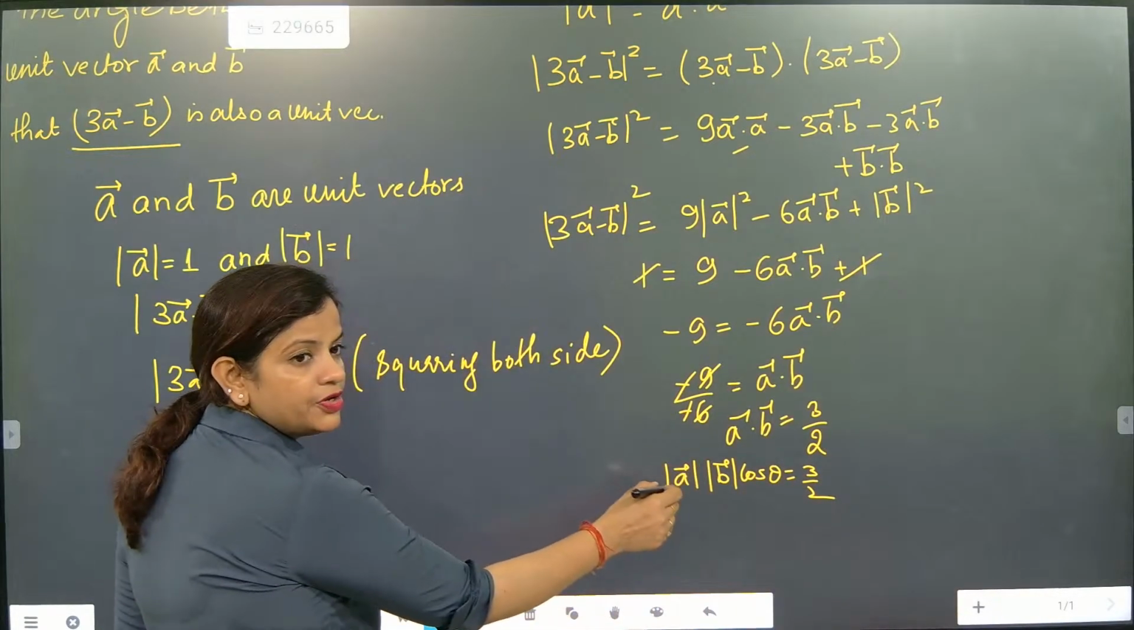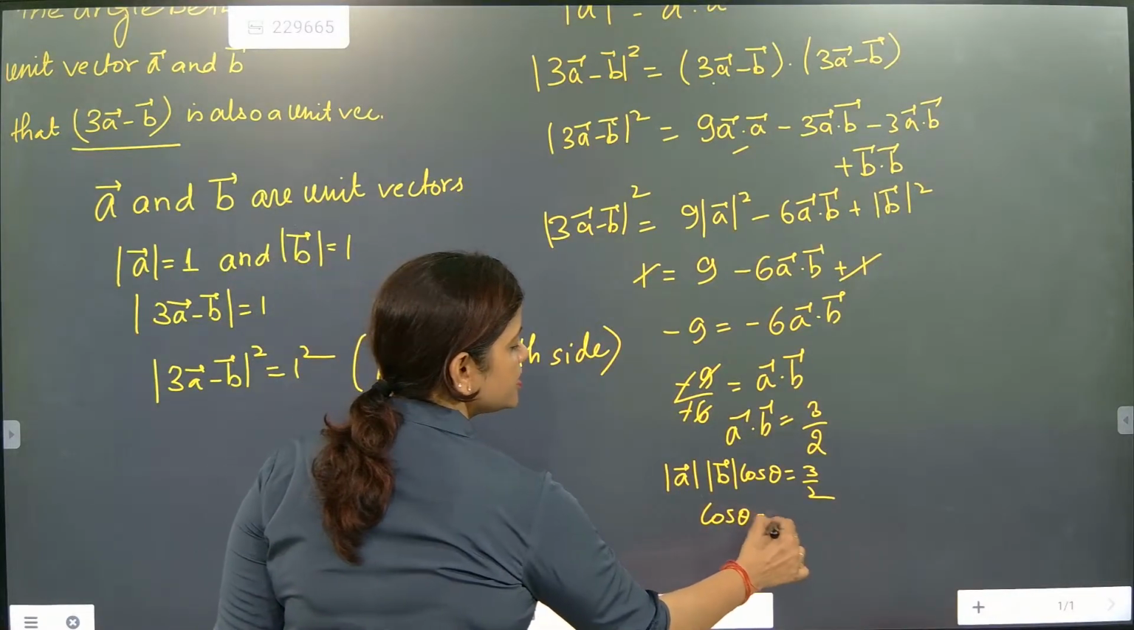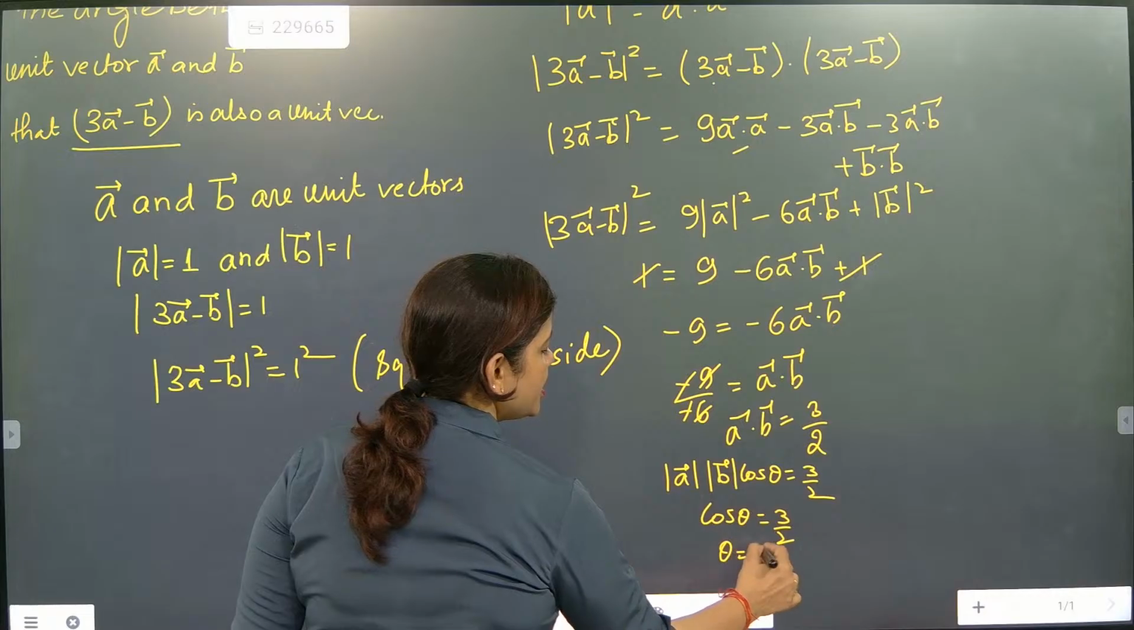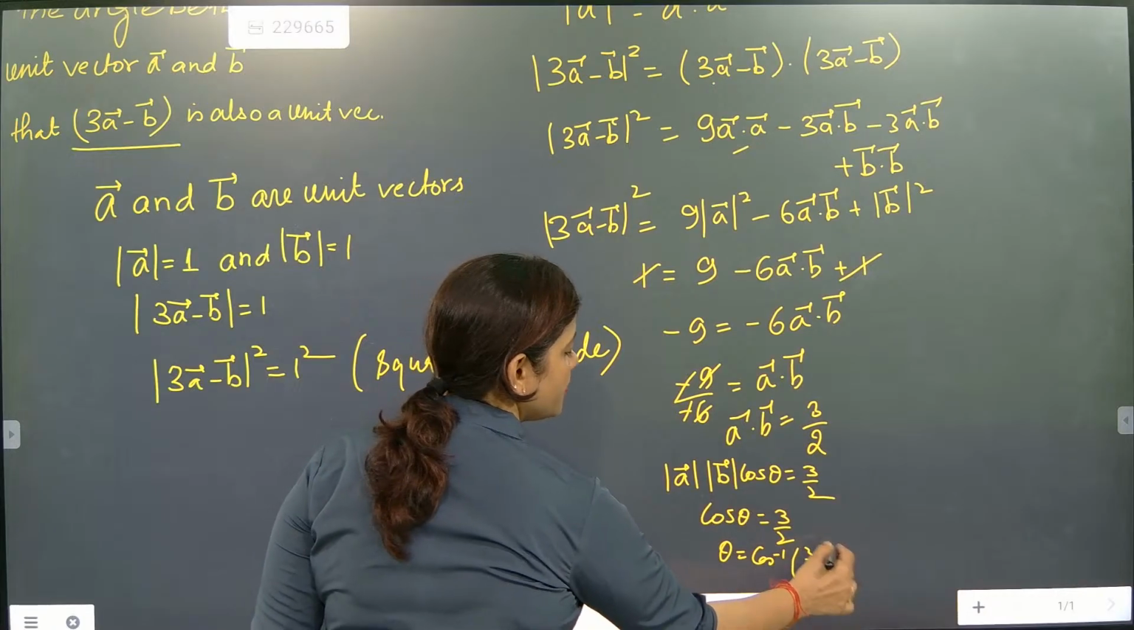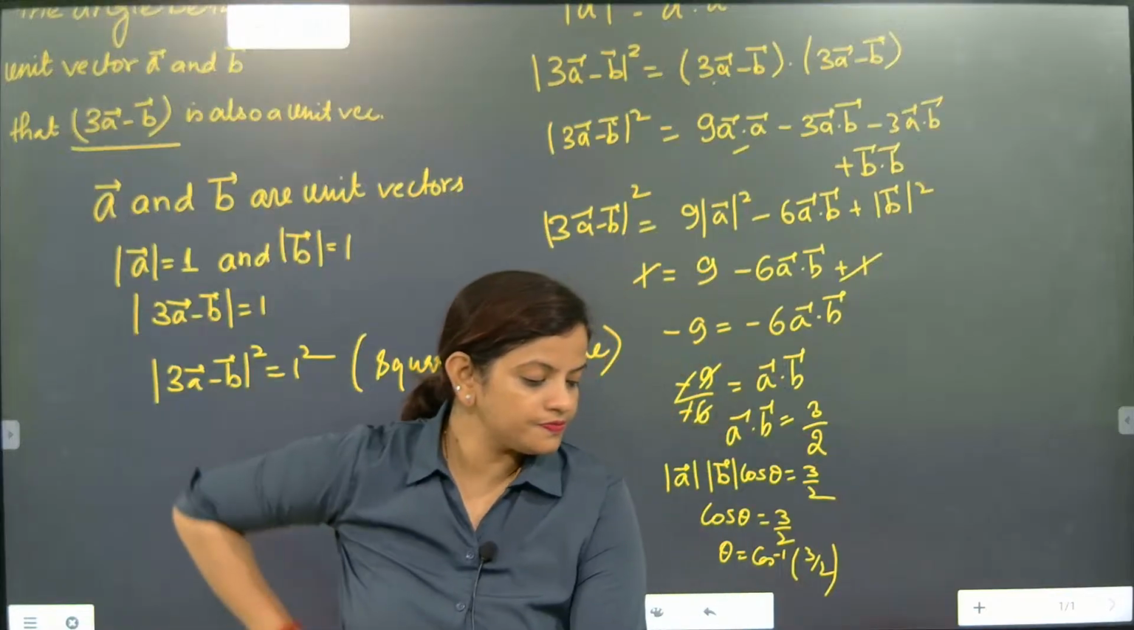But what is the A vector magnitude? Unit vector. So again 1, and here 1. So cos theta is equal to 3 by 2. So theta is equal to cos inverse 3 by 2. Theta is coming as cos inverse 3 by 2.